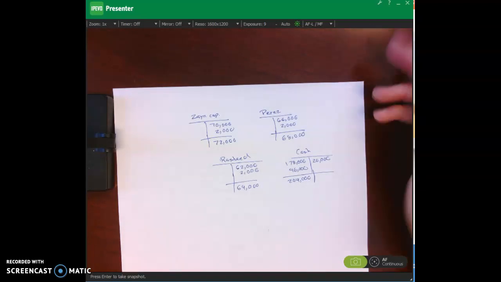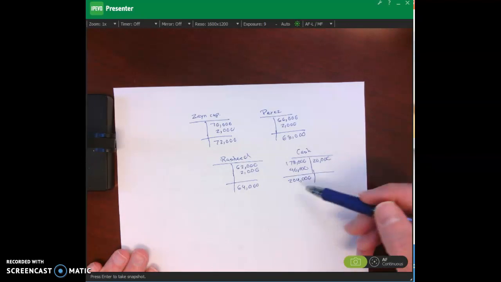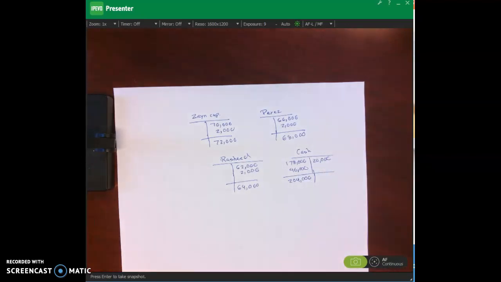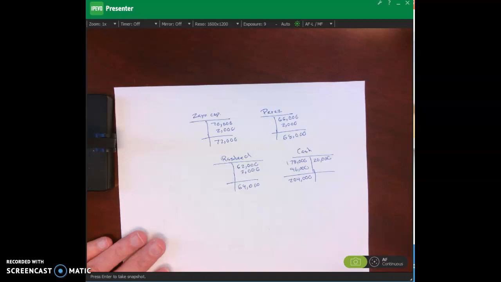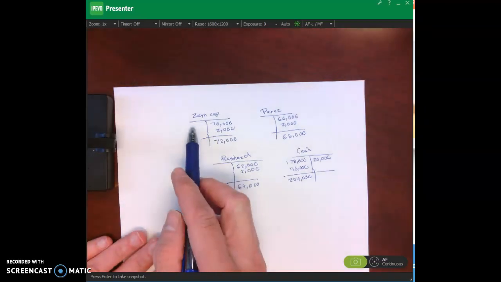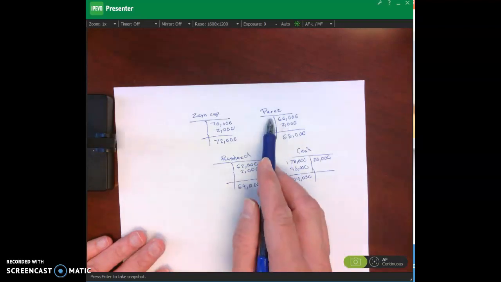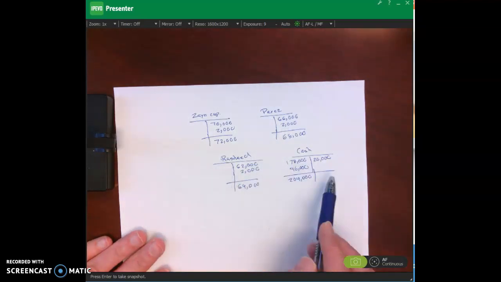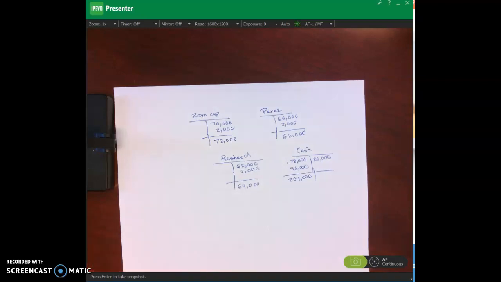So what we're going to do now in this step is to allocate this cash to the partners. And so that means we have to decrease their capital accounts. We're going to decrease cash, and then we're going to decrease the balance in these capital accounts. How do I decrease capital? With a debit. So I'm going to be debiting Zahn capital, debiting Perez capital, debiting Rashid capital, and then credit cash to reflect that I'm allocating the remaining cash to those partners. The $204,000 is the remaining cash, so I'm going to do a journal entry to allocate that to them.